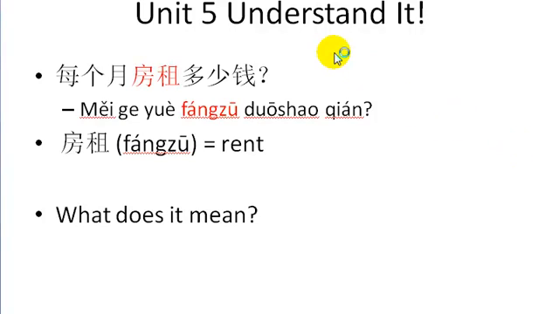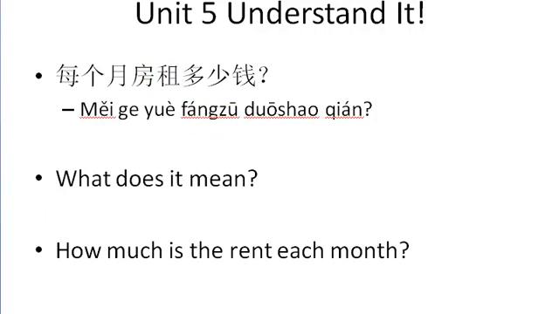Okay, the next important question that you want to know, rent, 房租. So you remember 房, it means a room. In 租, from a few slides before, you saw 出租, rent. 租 is rent, so 房租 literally is room rent or rent. So 每个月房租多少钱？ Pause and write down what you think this means.